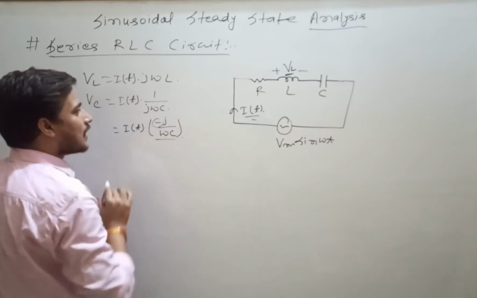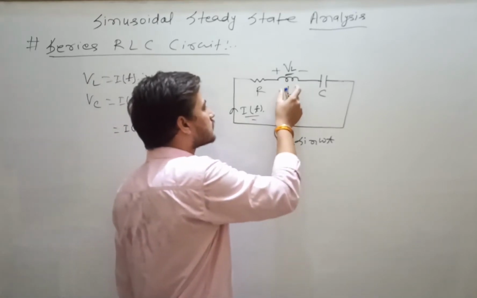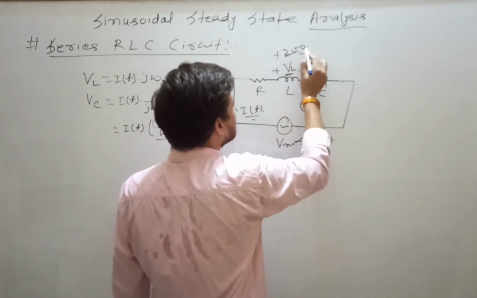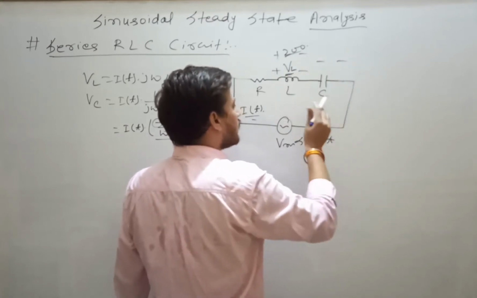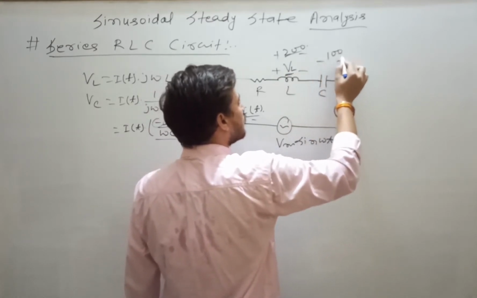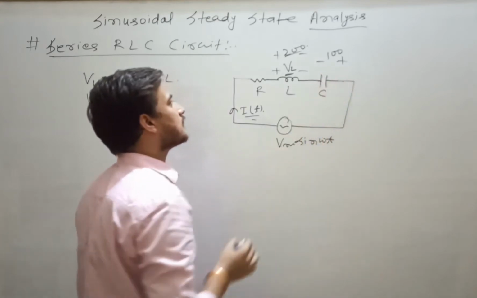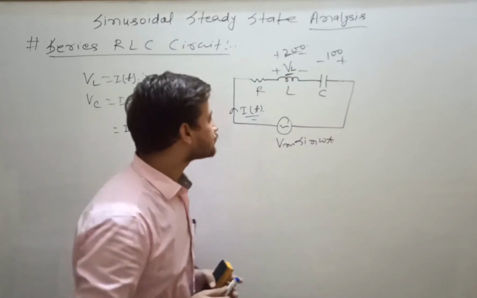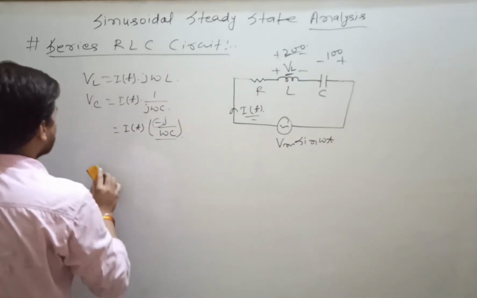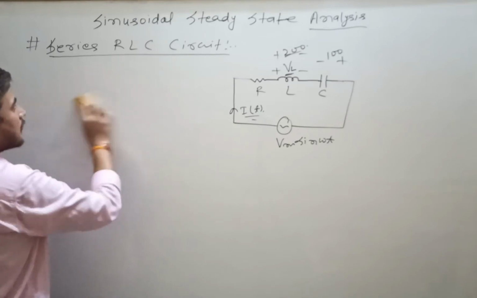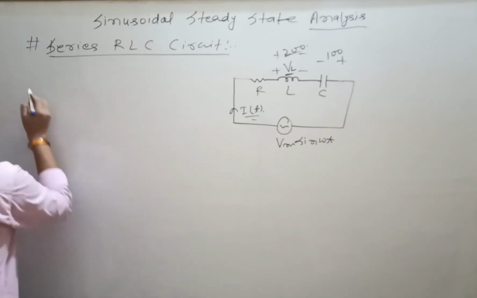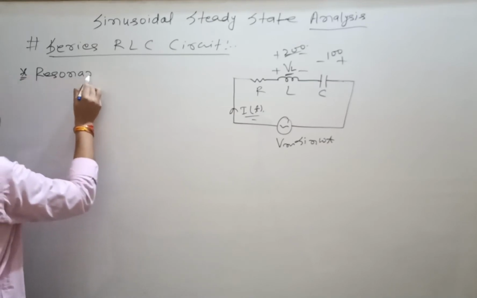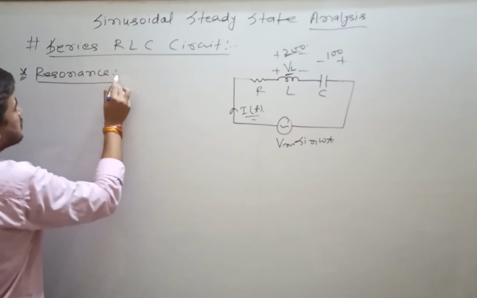So because of this minus sign, you will see the voltage across the inductor, suppose it is 200 volt in this direction, then there will be a voltage across the capacitor of suppose 100 volt in this direction. That means it will be just opposite of the voltage across the inductor. Clear? So here you will see a beautiful phenomenon in the RLC circuit. This phenomenon is called resonance, and this is a very important topic of network theory.